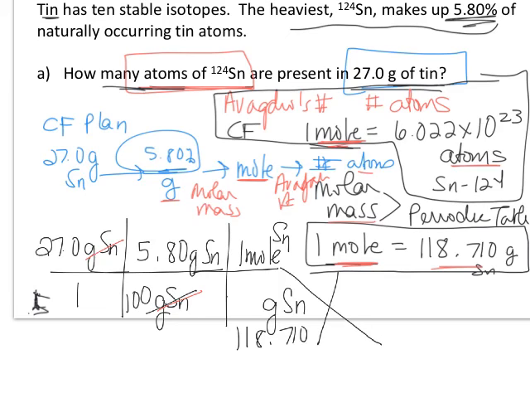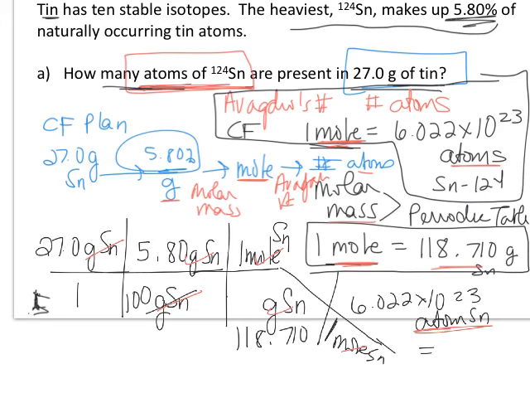Let's come down here. At this point, grams cancel out, and we're going to put mole on the bottom, and we're going to put Avogadro's number of 6.022 times 10 to the 23rd atoms. And that's what we want. We want atoms. We're at atoms because of the mole, and we put a 1 there because it's Avogadro's number. 1 mole of tin cancels out.